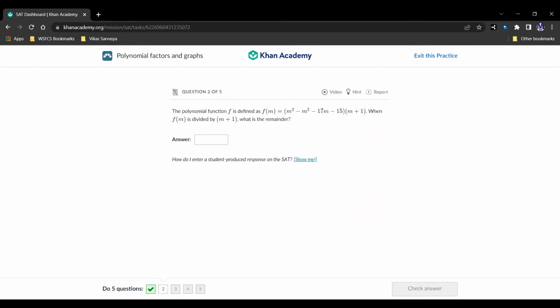All right, polynomial function f is defined as f of m equals m cubed minus m squared minus 17m minus 15 times m plus 1. When f of m is divided by m plus 1, what is the remainder?